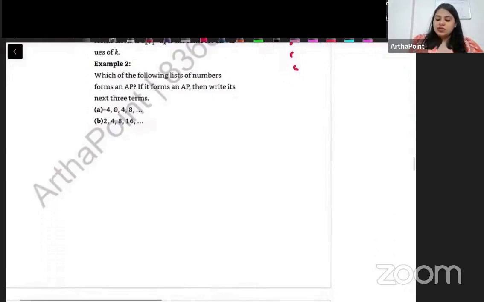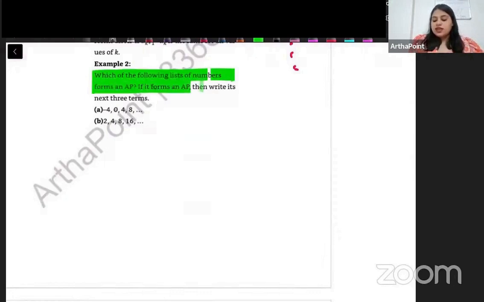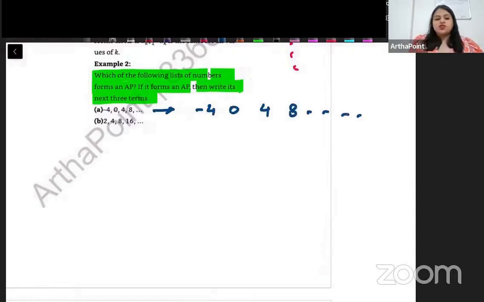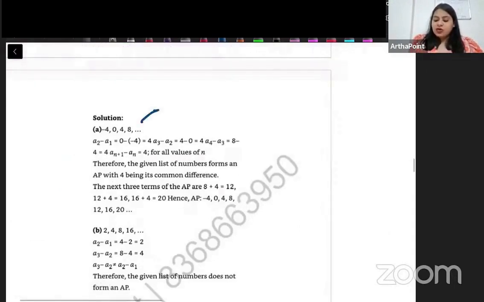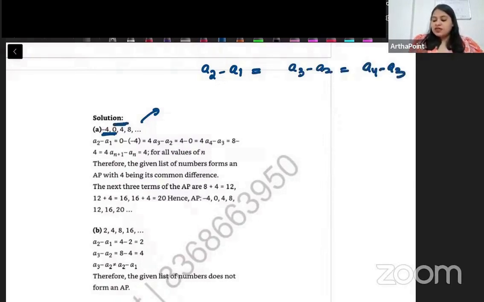Okay. Let us read the question. Which of the following list of numbers form an AP? If it forms an AP, then write its next three numbers. So the first is given to you as -4, 0, 4, 8, and so on. We can also see that this is an AP, but we can also verify. How do you verify this? If A2 minus A1, the difference between these two, is equal to A3 minus A2, is equal to A4 minus A3, that means that they are in AP.